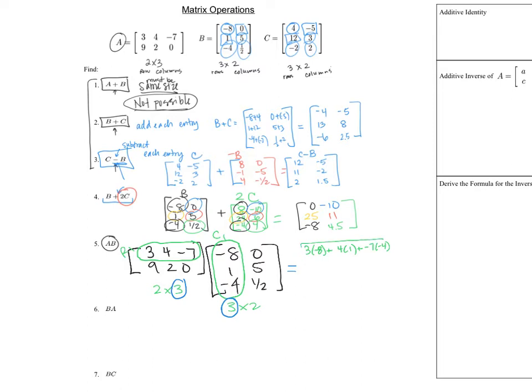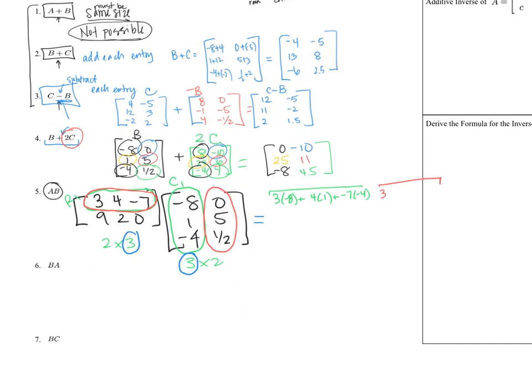So then we're going to do that again, still with that same row. So we're going to have an entry in our first row still, but we're going to do it times our second column, which gives us another entry over here. So we're going to do 3 times 0 plus 4 times the 5 plus -7 times the 1/2.